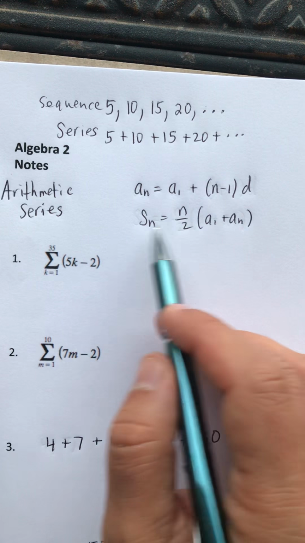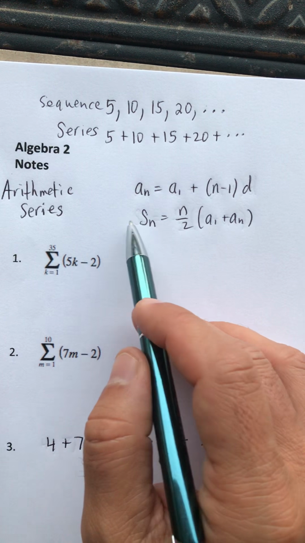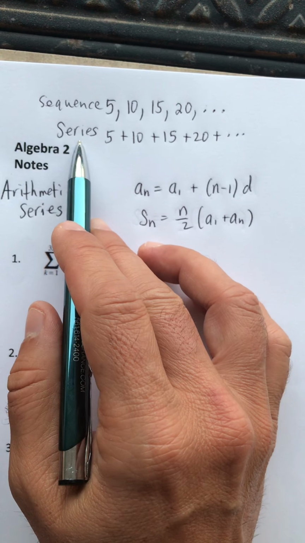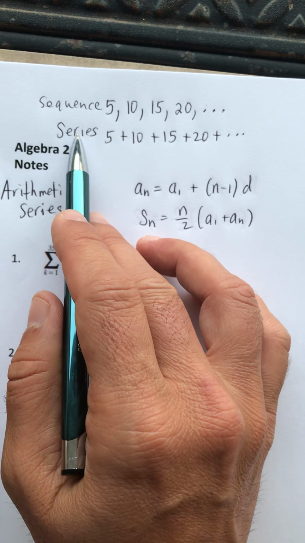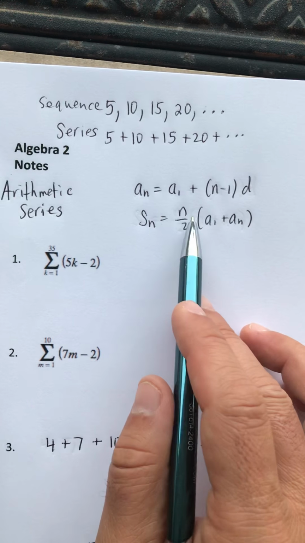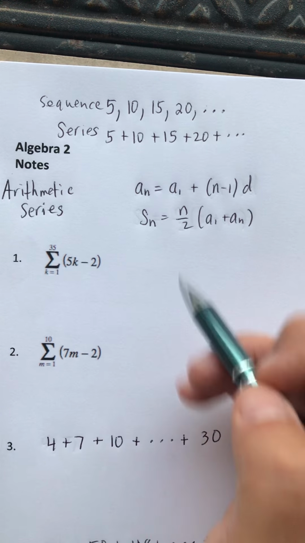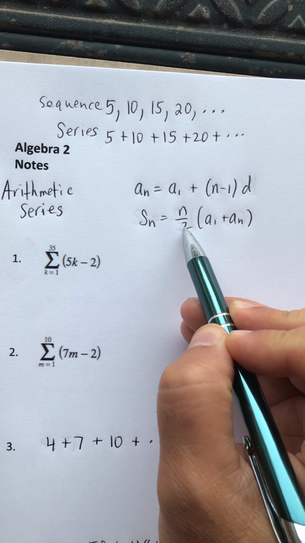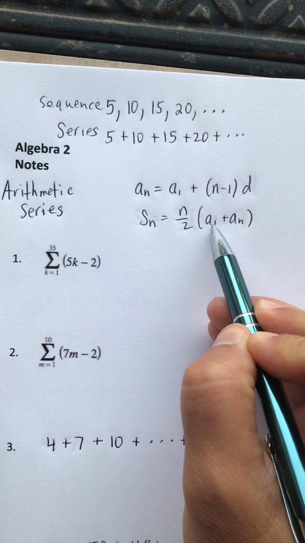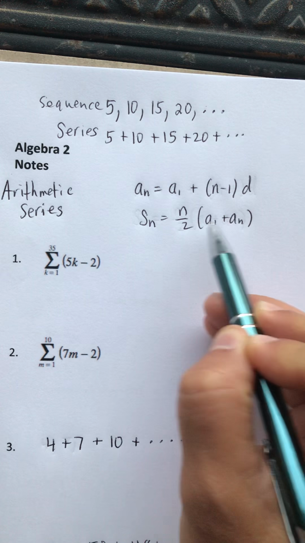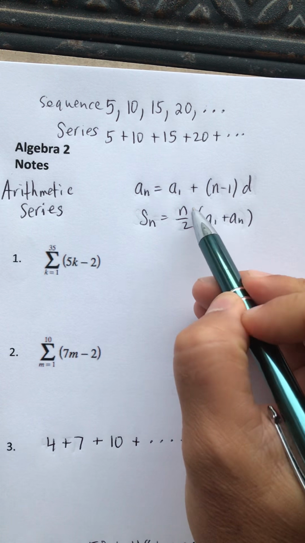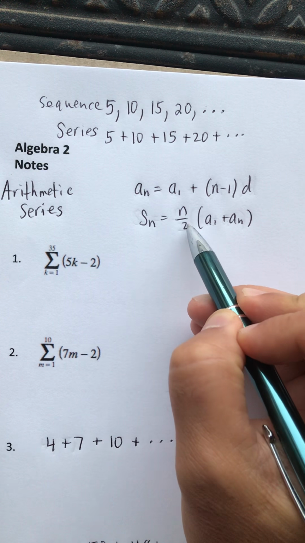Here's a new formula. This is how you find the sum of the sequence, which is what we call a series. So again, a series is just the sum of the sequence. And to find the sum, we use this formula. We take the number of terms and divide it by 2, and then we add the first term and the last term together. So we add the first term plus the last term and multiply that by the number of terms divided by 2.